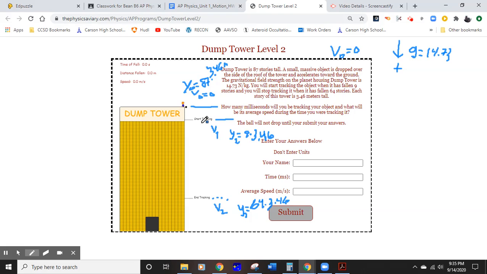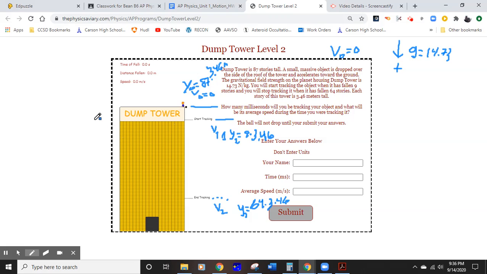When it reaches this point here, it's going to have a new velocity, V1, and it will have traveled this distance here. Maybe we'll call it delta Y, a change in Y, and we'll call it delta Y1. This distance here is going to be 9 times 3.46. So we know what this distance here is. Okay, and so maybe we can figure out what V1 is.